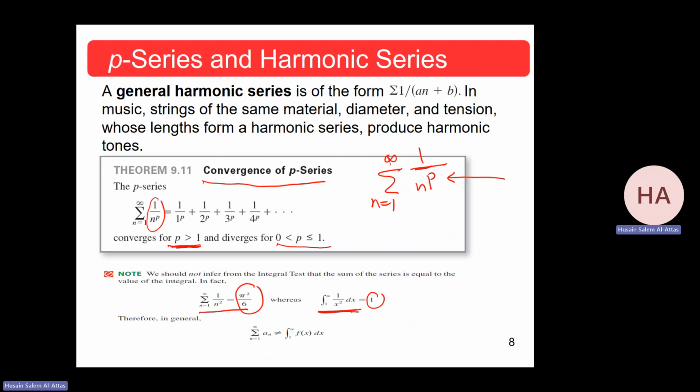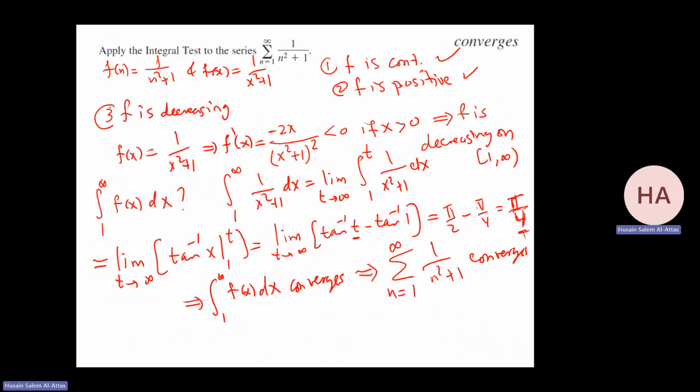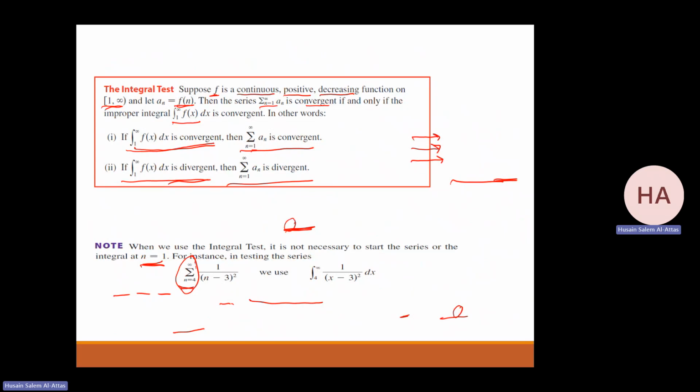The integral test is, I have the p-series, 1 over n to the power p, which is the easy one, and the integral test where I need to compare with the proper integral. If the proper integral converges, then the series converges. If the proper integral diverges, then the series diverges, provided that the function is continuous, positive, and decreasing.